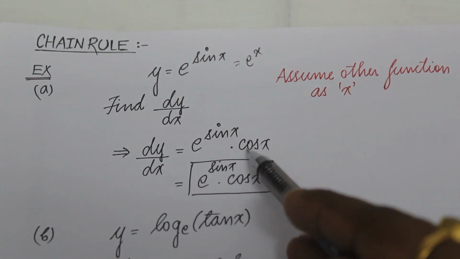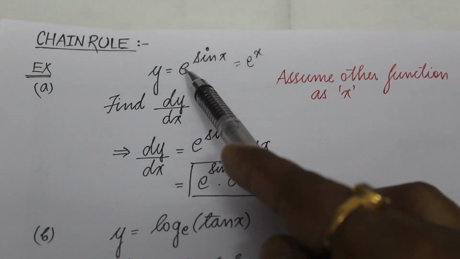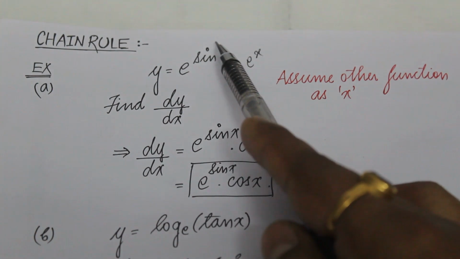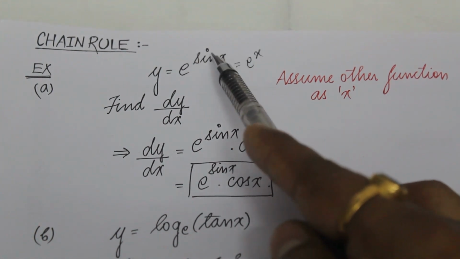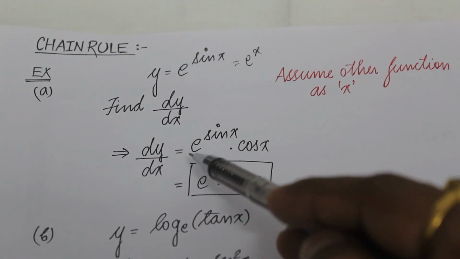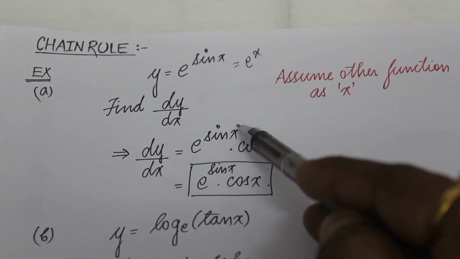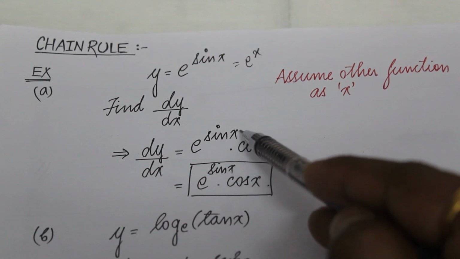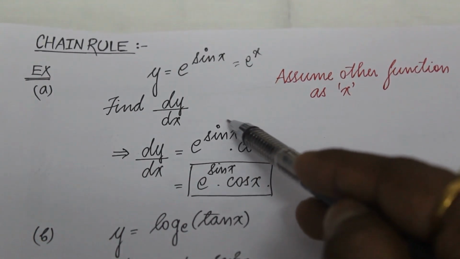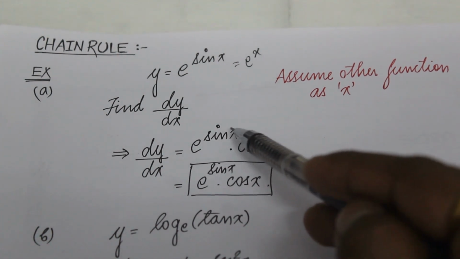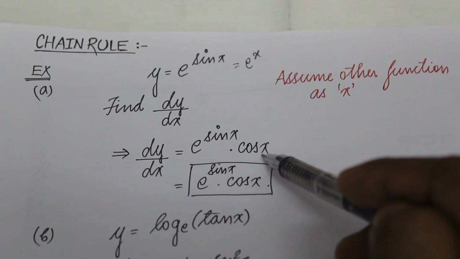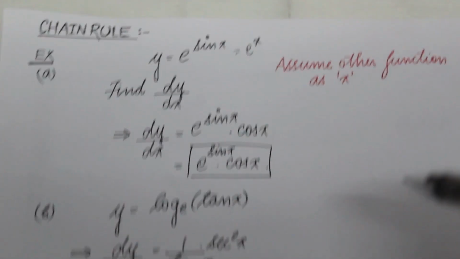Let me repeat it once again. y is e to the power sin x. You don't know how to differentiate such a thing, so consider sin x to be x. The differentiation of e to the power x is e to the power x. Instead of x you will write sin x. Now differentiate the one which you have assumed. You have assumed sin x as x, so differentiation of sin x is cos x. You will multiply it, so this is the answer.